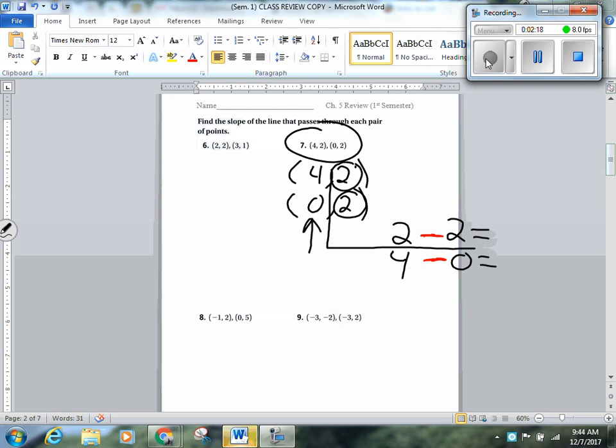So let's look at this again. 2 minus 2 is 0. 4 minus 0 is 4. So we have 0 over 4 equals 0, which gives us our slope of 0.